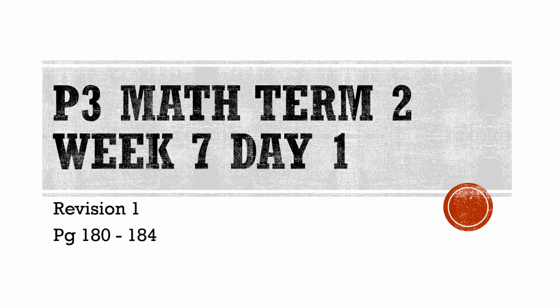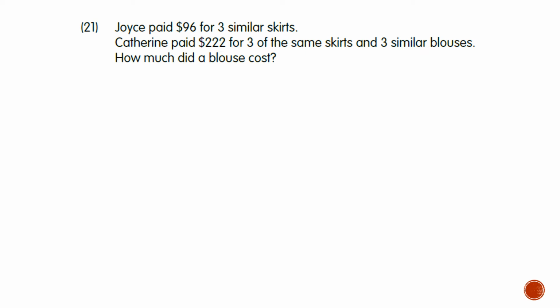Okay, students, now we're going to go through what you all did last week, which is revision 1, pages 180 to 184. Okay, question 21. Joyce paid $96 for 3 similar skirts. That means they're all the same price, okay? They're the same price. Catherine paid $222 for 3 of the same skirts and 3 similar blouses. Okay, how much did a blouse cost?